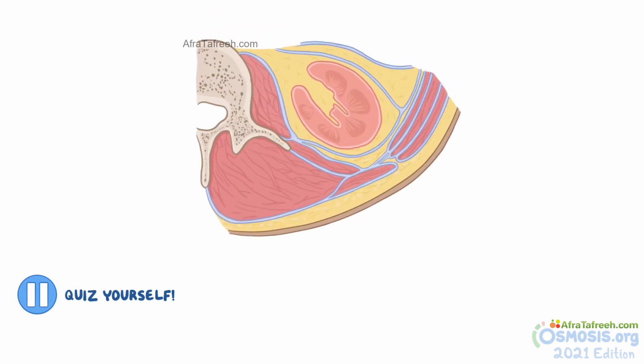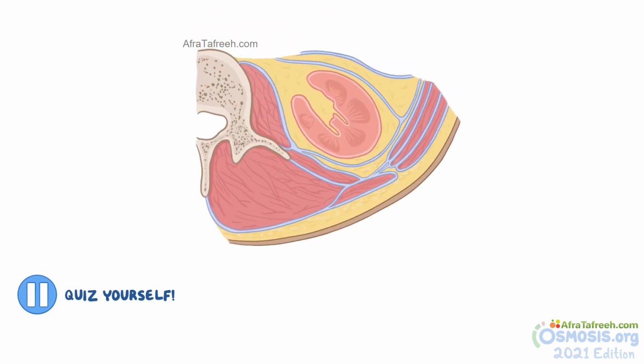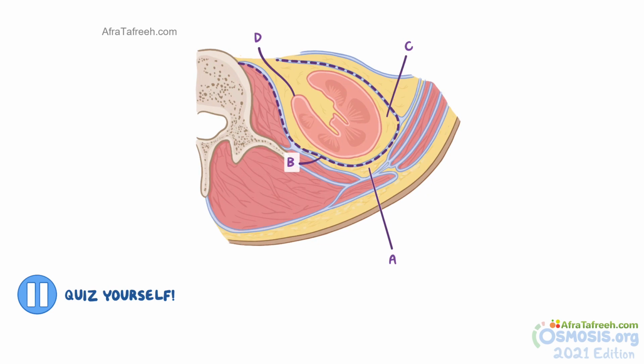Now let's hit the pause button so we can have a quick quiz before we move on. From outside to inside, recall the layers of fat and fascia that surround the kidneys.